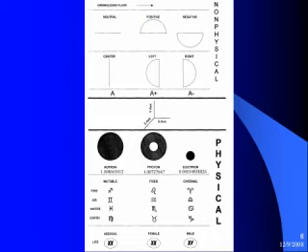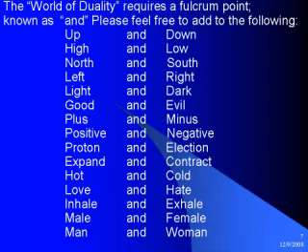So when you think of duality as just being two things, usually you have the phrase and. It says the world of duality requires a fulcrum point known as and. Add to the following: up and down, high and low, north and south, left and right. If you think that there's just two things, it's because there's something else that you can't see. But that other duality is always going to be a three-part equation. The thing that separates the other two.